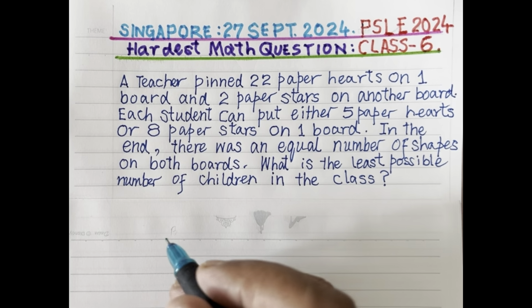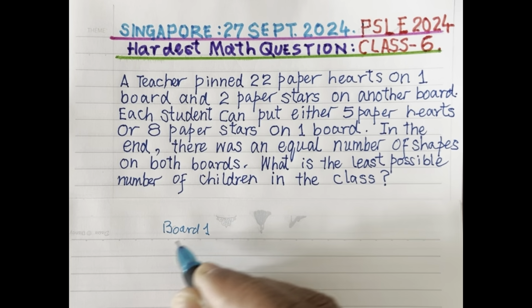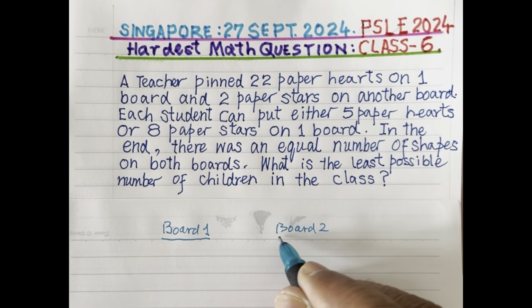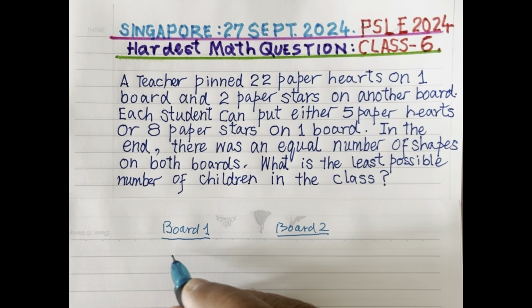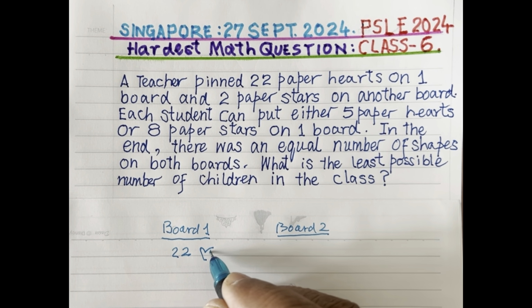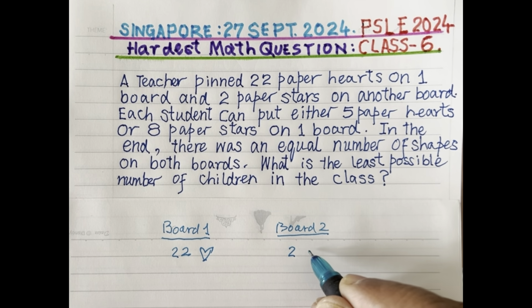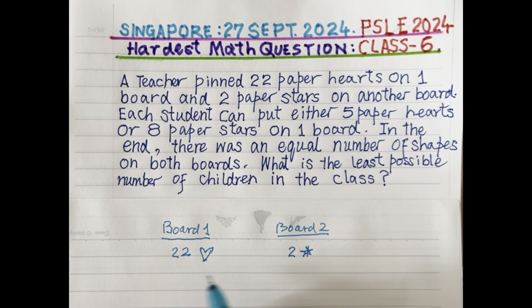Here, there are two boards, board 1 and board 2. Board 1 has been pinned with 22 paper hearts, and board 2 has been pinned with two paper stars. The difference of them is 20.